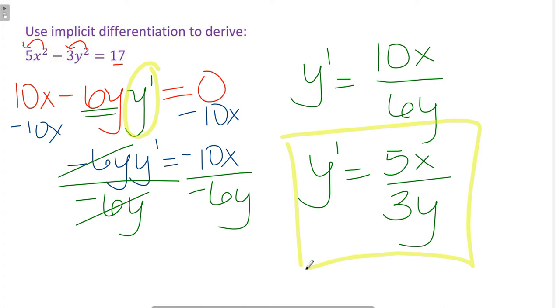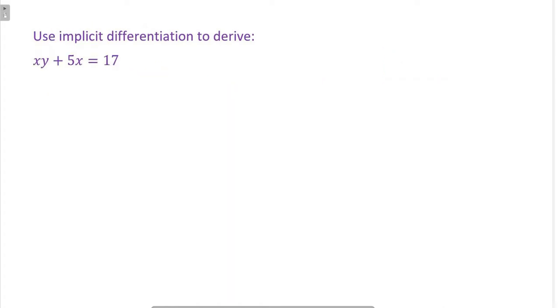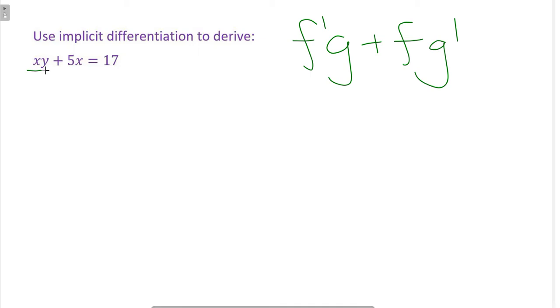All right, let's try one more that maybe doesn't look so nice. Okay, implicit differentiation is needed to derive. Again, we have y mixed up with my x's, okay? But look at this. This x times y, you may have forgotten this thing called the product rule, but we have to do that. So product rule says f prime g plus f g prime, and we are going to need that just to derive the xy part, and then we'll go back to deriving normally. Remember, nothing changes until you come to a y variable.